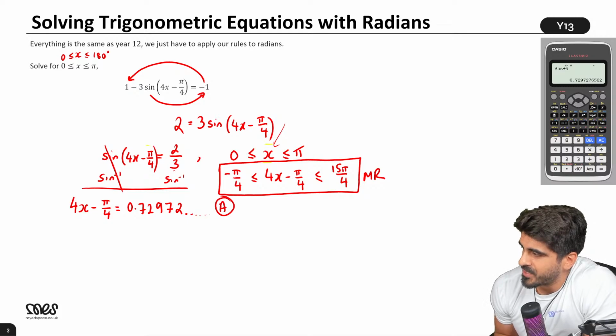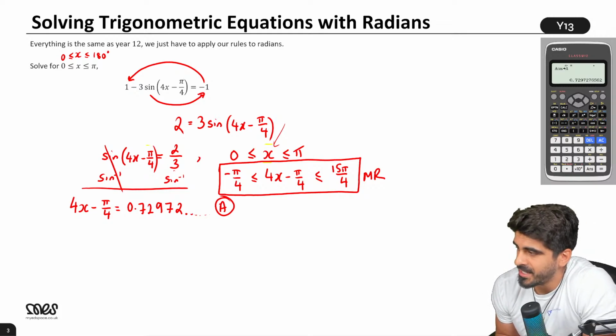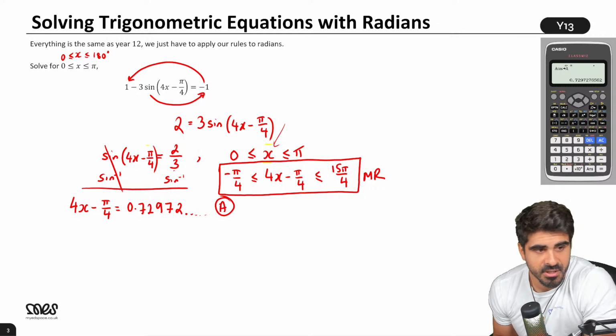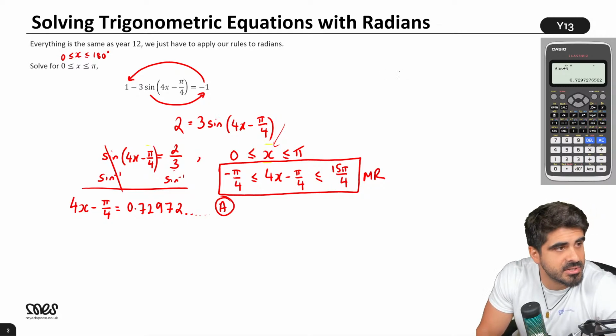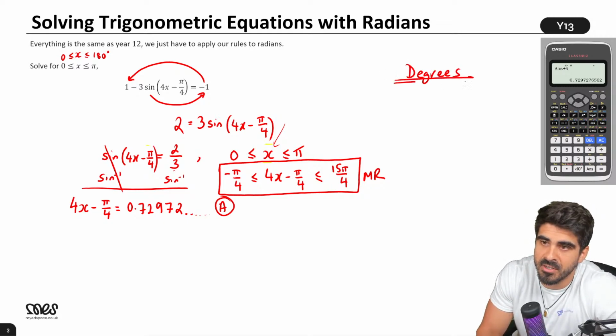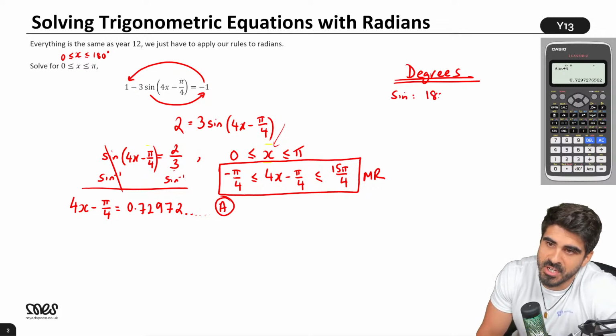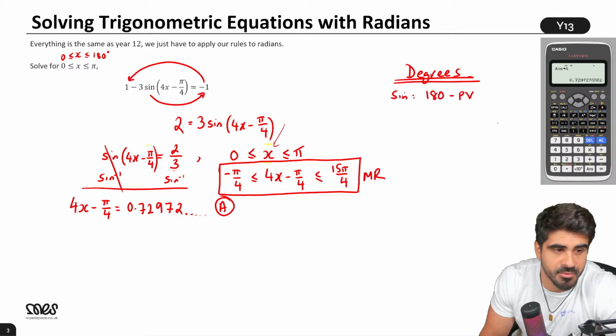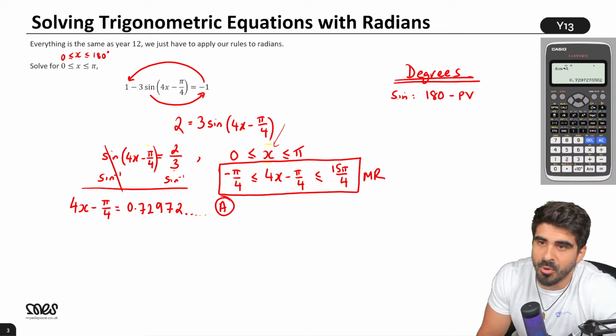Nearly. Good. 180 minus. Or if we're doing radians, it'll be pi minus. So guys, in degrees, make a note of this. For sine, it's 180, take away the primary value. What would it be for cosine?